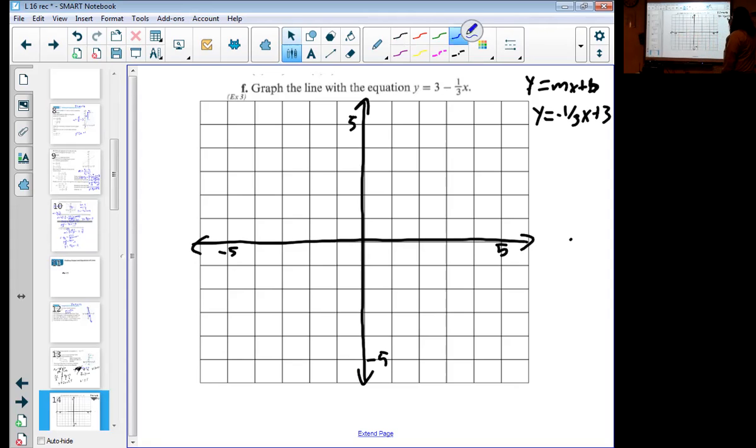So now we start off at positive 3. We have a slope of negative 1/3. That means we go down 1 over 1, 2, 3. Now, I personally, when I'm drawing a line, I want to make sure that I have as much of that line drawn as I can. So go down 1 over 3, and you go up 1 over 3.